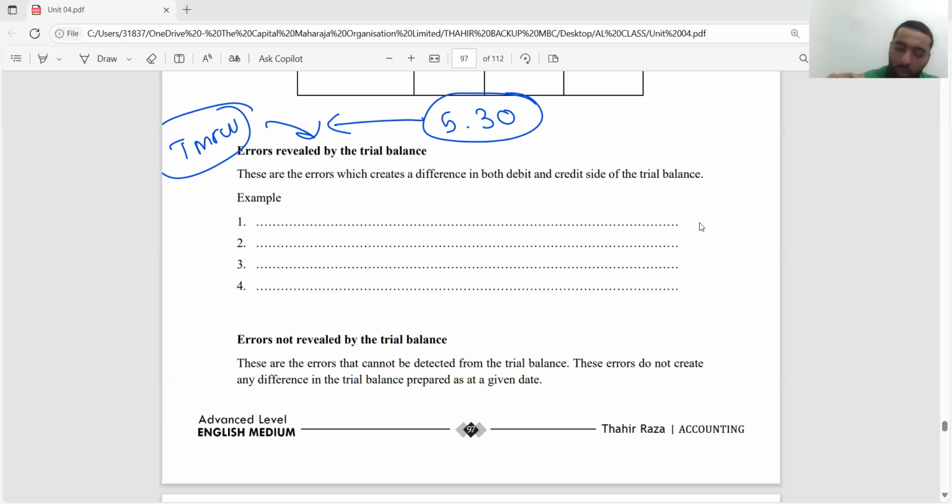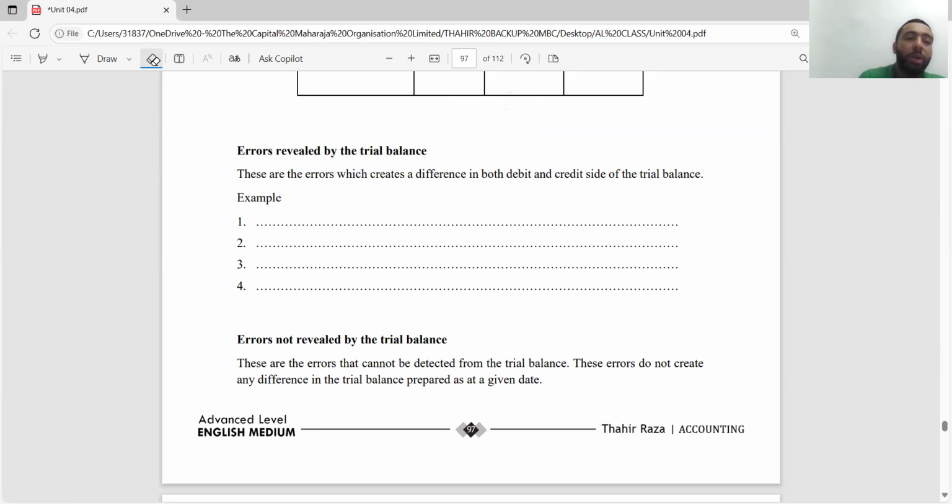I'm not going to waste much time. Let's straight away move on to the part where we had stopped. We had planned to conduct the class at 5:30 on Monday, which we couldn't, but from tomorrow onwards we are doing it as scheduled. Not wasting time, errors revealed by trial balance.